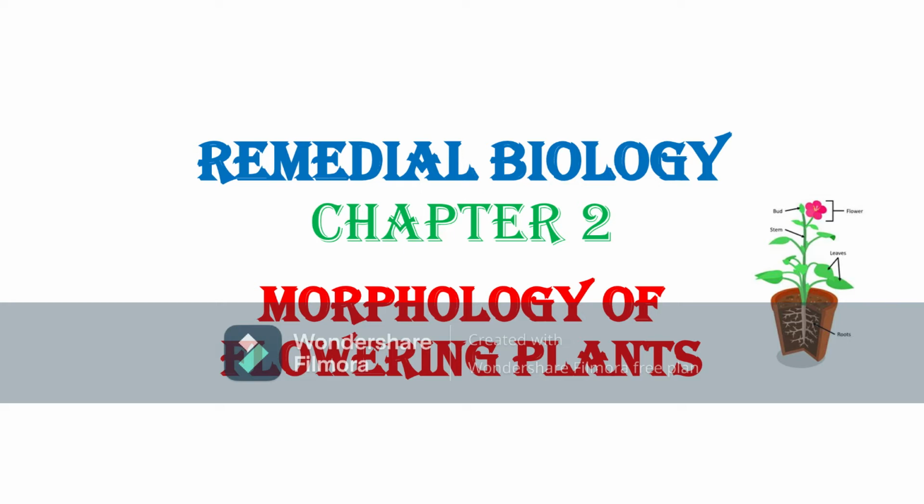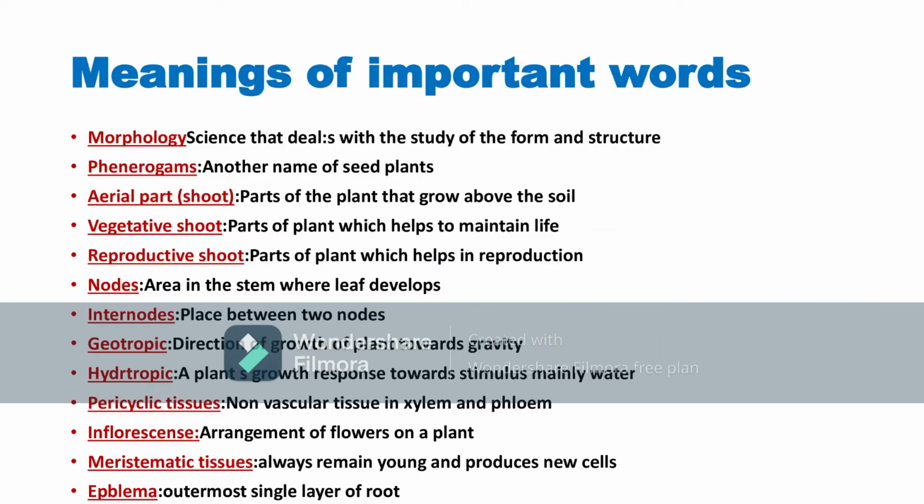In this video, we will discuss roots from Chapter 2 of Remedial Biology, Morphology of Flowering Plants. First, we'll see the meanings of important words in this chapter. Morphology: the science that deals with the study of form and structure. Here it refers to the study of roots, stem, leaves, flowers and fruits.